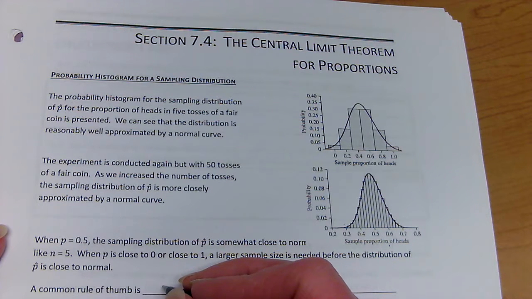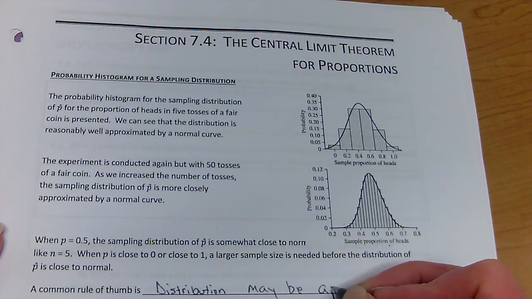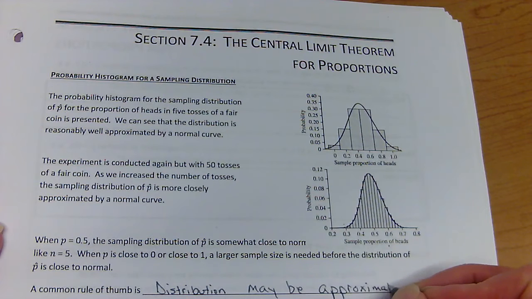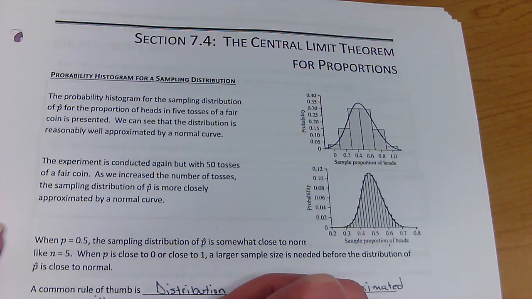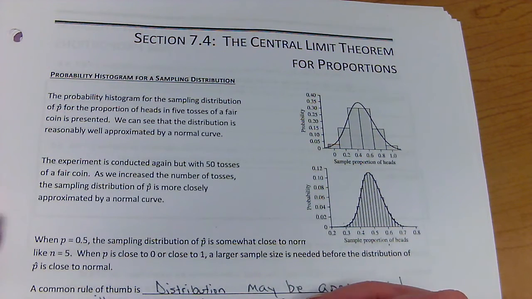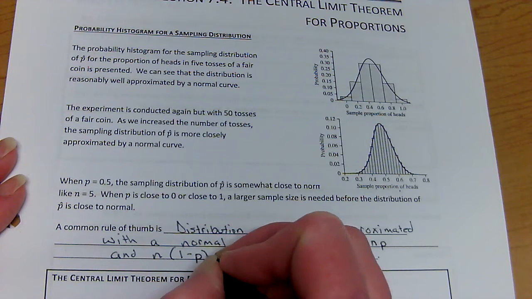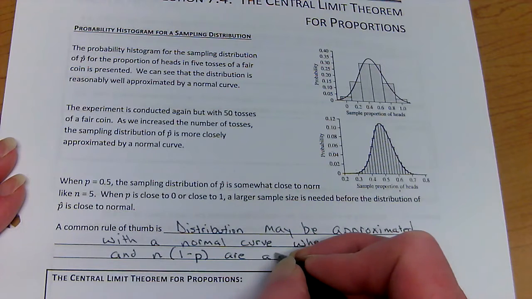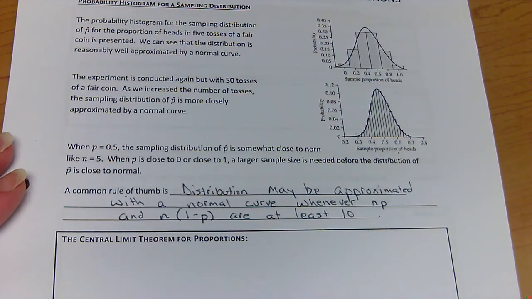It's going to be that the distribution may be approximated with a normal curve whenever N times P and N times 1 minus P are at least 10. Well, this is going to give us our central limit theorem for proportions.